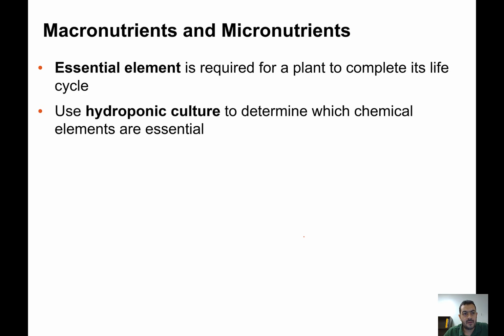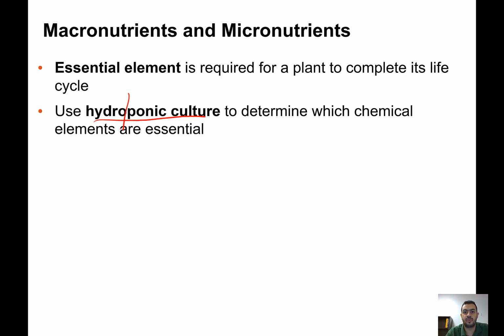Historically, knowing whether an element is essential or not was a kind of trial and error, but nowadays we have controlled experiments to assess whether the element is essential or not, and we take advantage of what we call hydroponic culture. So hydroponic culture, from the name hydro, means water. Hydroponic culture, so growing the plant in water containing nutrients instead of growing them in the soil.